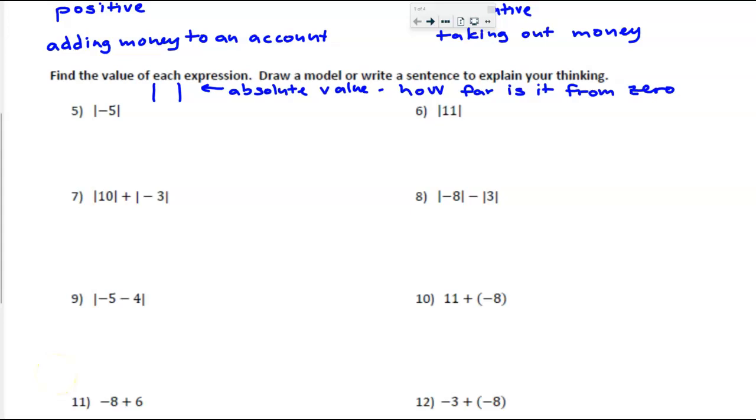Okay, number 5, the absolute value of negative 5. Who would like to answer that and explain? Okay, Trison? 5. Why is the absolute value of negative 5, 5? Perfectly said, it's 5 steps from 0. I'm asking how far is it from 0, and you said it's 5 away because it's 5 steps away from 0. Exactly right. So number 6 is the absolute value of 11. What is the absolute value of 11? Alexandria? Perfect. It's 11 steps from 0.